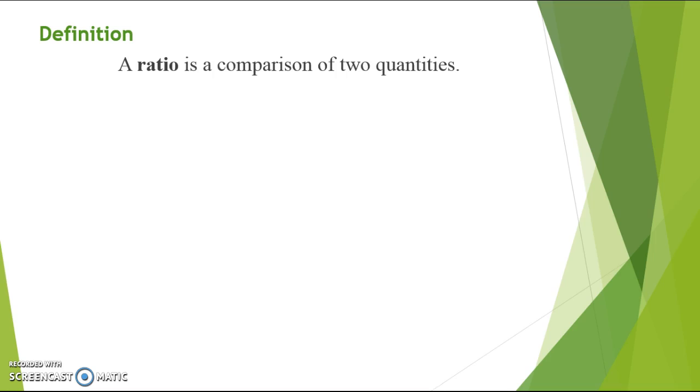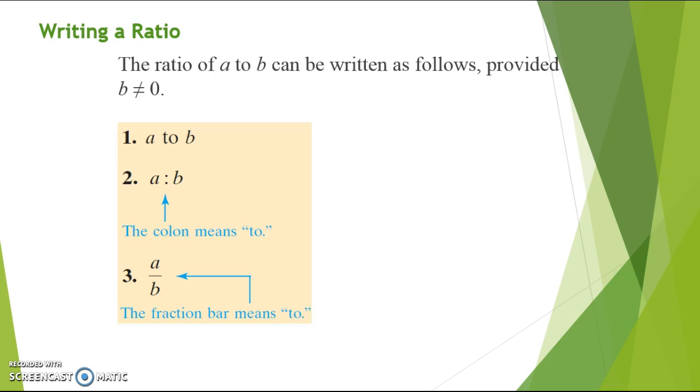And so your book defines a ratio as any kind of thing where we can write it as A to B, where the colon means "to." A lot of times you'll see it written as a fraction, but it doesn't have to be. So we could write A to B with the word "to," we can write the colon, which also means the word "to," or we can write the fraction bar. All three of these things mean the same thing.